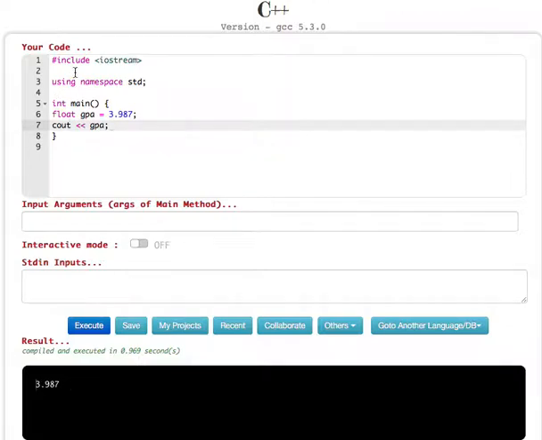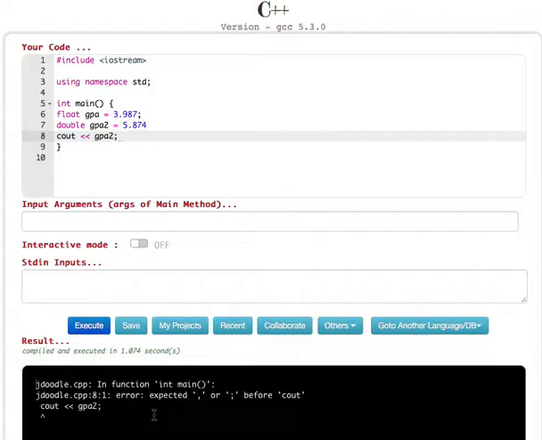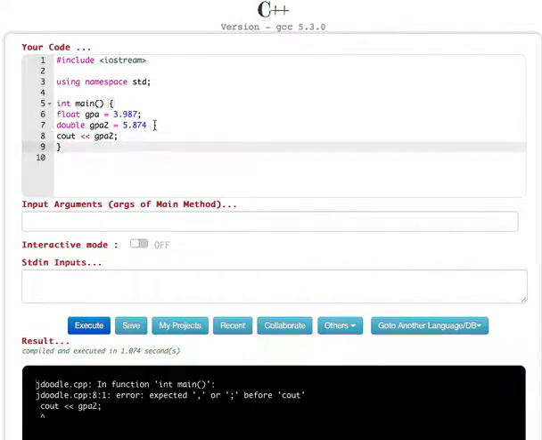And if you notice, we are getting these decimal values. Now double is also the same thing. For example, if you want to print a double, let's put double right here, double GPA2 is equal to some number, like 5.874, and here instead of GPA we put GPA2 and see whether GPA2 also prints the decimal values. Okay, I made a mistake. I have to put a semicolon. Now it should work.